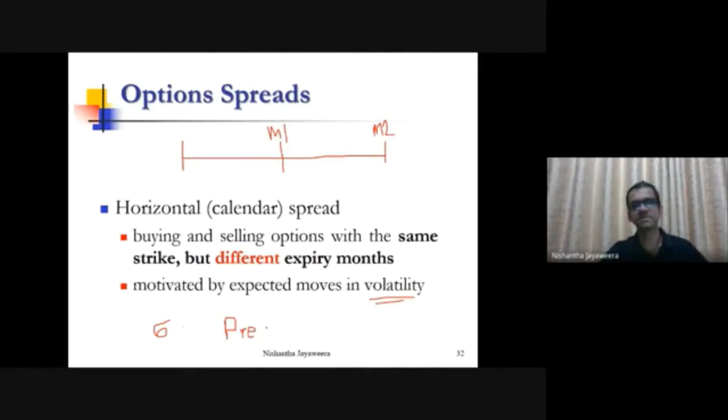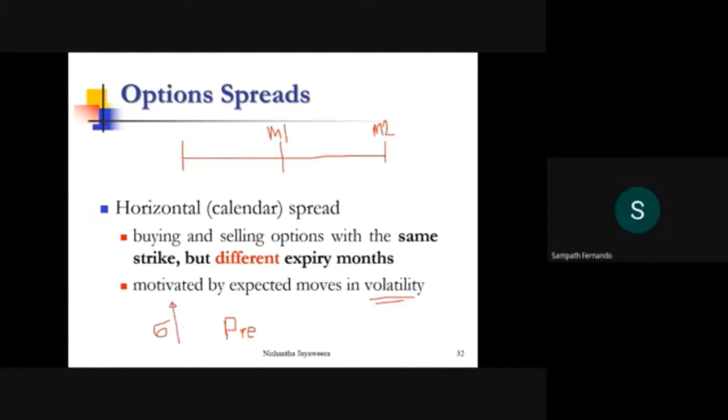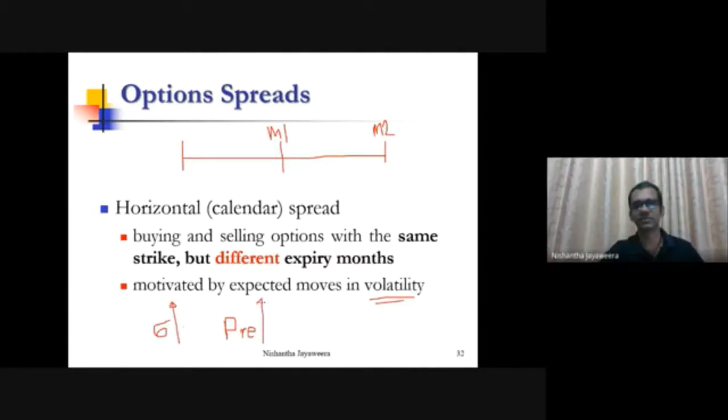Sorry? I cannot hear you properly. What would happen when volatility increases? Premium also increases. Okay, now when we add time, what would happen?